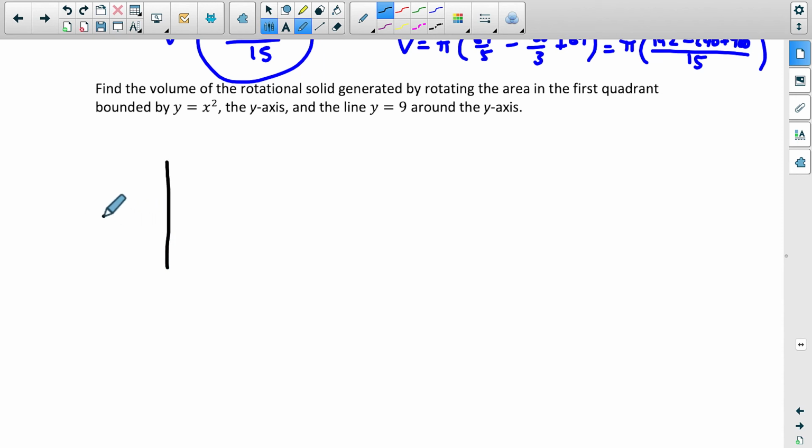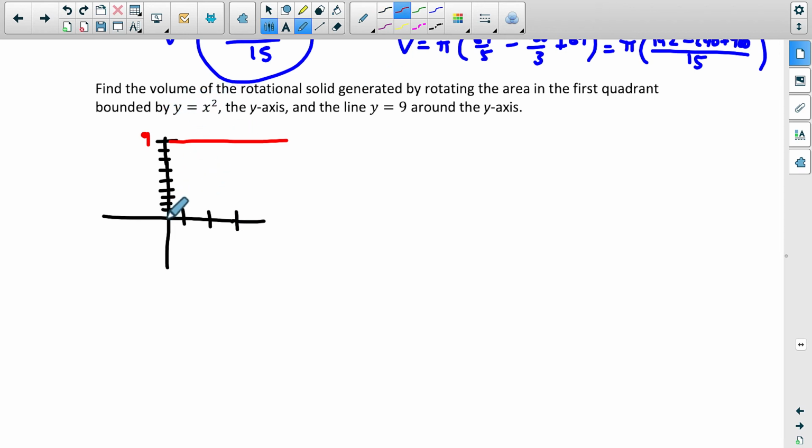Now, we're only interested in the first quadrant, but we want to go as high as y equals 9, right? Maybe I'll go up here and put 9 and show that we want to go as high as this. 8, 7, 6, 5, 4, 3, 2, whoops, I cheated. There you go, something like that. And I don't have to come out here very far because you know this shape.